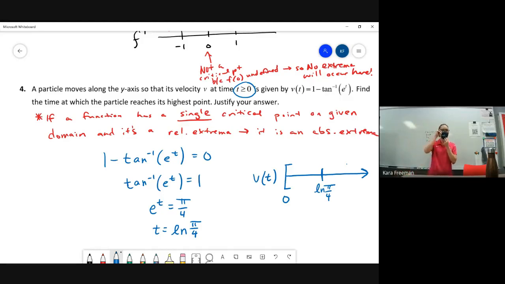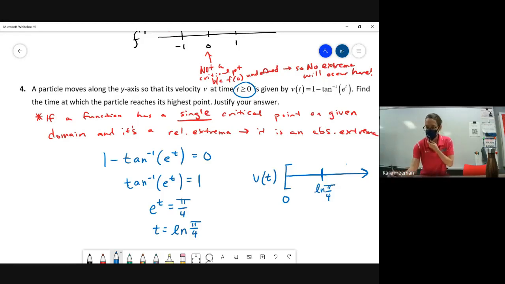So I have a single critical point. Now, if we can show that it changes sign, specifically from positive to negative, then we know it is not just a high point, it is the highest point. So let's do that really quickly. Don't just take it for granted, because sometimes the AP test will throw you a curveball and it's now a minimum. And you're like, oh, just kidding, it's not a max because it changes. You know what I'm saying? So you do need to test.